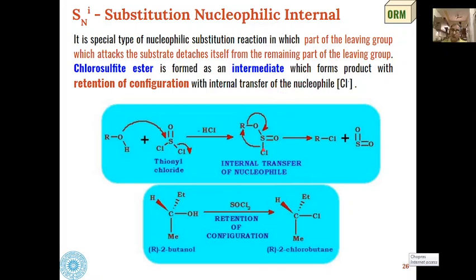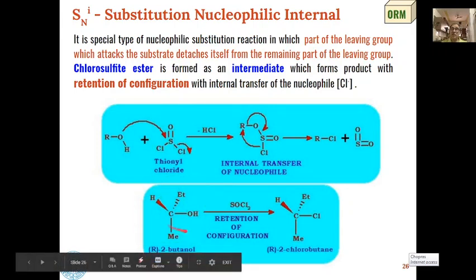the product is formed with retention of configuration, because this will get attached to this R from the same side to which this OH was attached. This is not attacking from the back side, it is attacking from the same side. That is why the product formed will be with retention of configuration. So if we have any chiral alcohol, say R-2-butanol, and we react this with thionyl chloride, the product formed will also be R-2-chlorobutane with retention of configuration.